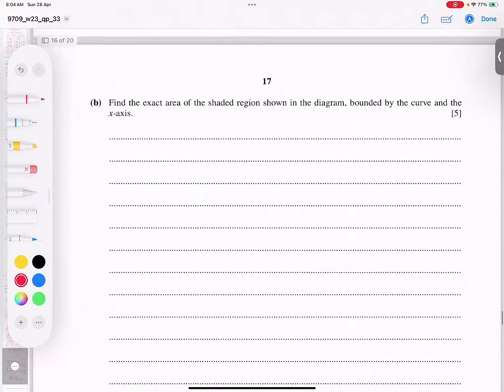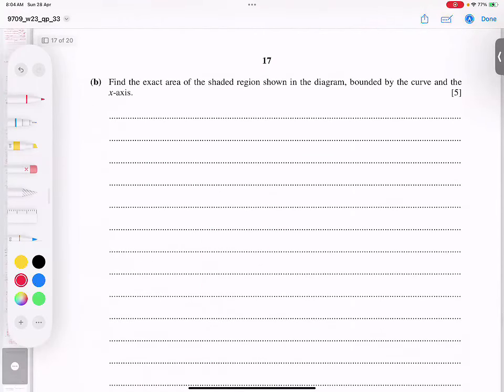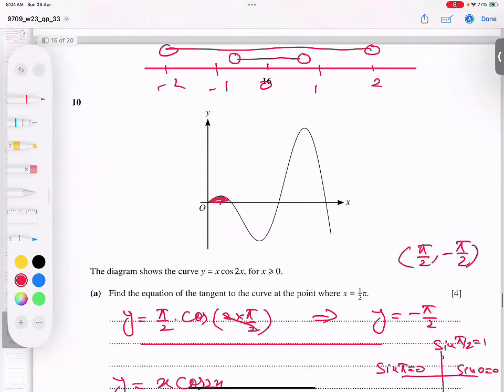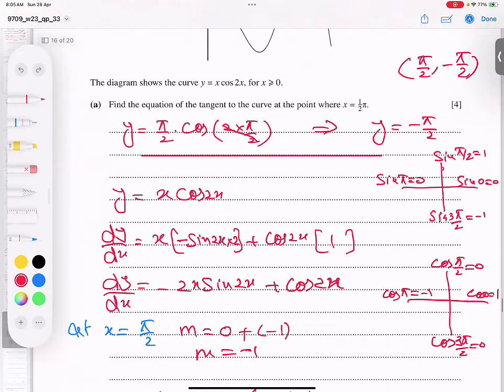No problem. Find the exact area of the shaded region. You can see this shaded region, but the problem is only one. What is that problem? What is this value? That value of y must be 0. So I will take x cos 2x, it means I must plug in y equals 0 here. So let's start. x cos 2x.